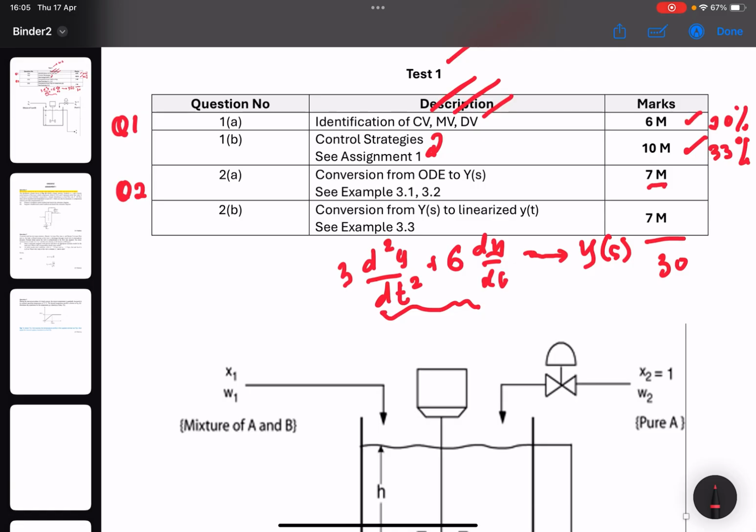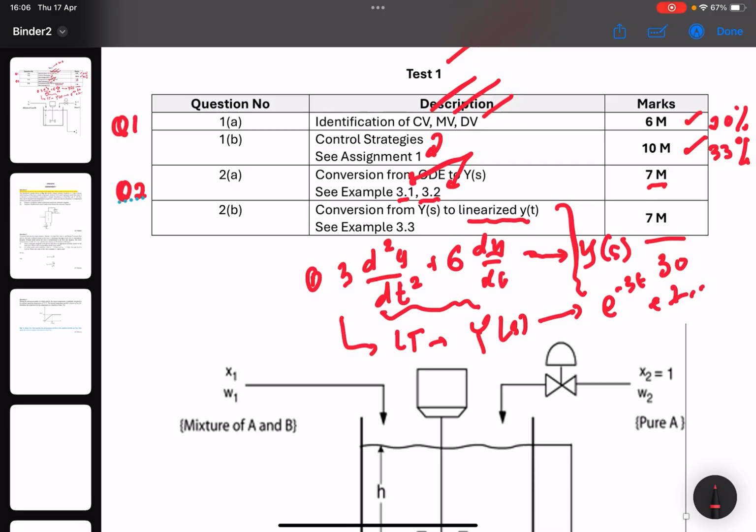This question is actually quite similar to either example 3.1 or example 3.2, which we already discussed during our lectures this week. The last part of the test will be conversion from Y(s) to the linearized y(t). What is meant by linearized is this: before this we have the ordinary differential equation, we do the Laplace transform and get Y as a function of s, and then we can convert it back to e to the power of -3t and so on. This is what we mean by the linearized y(t).